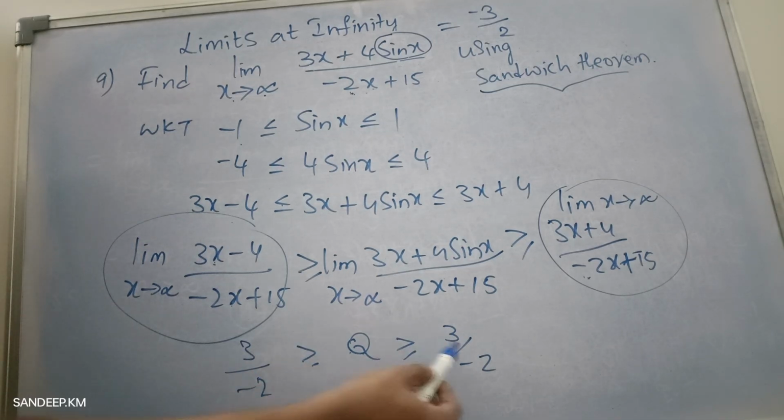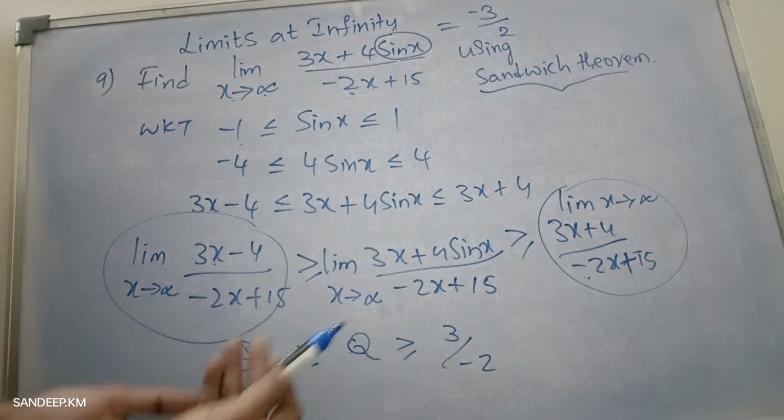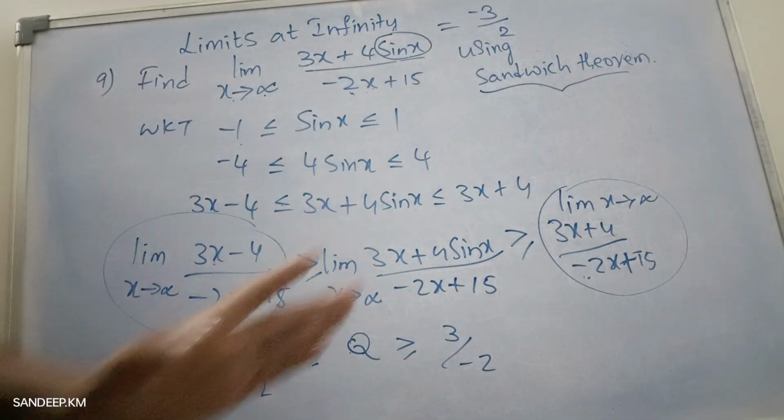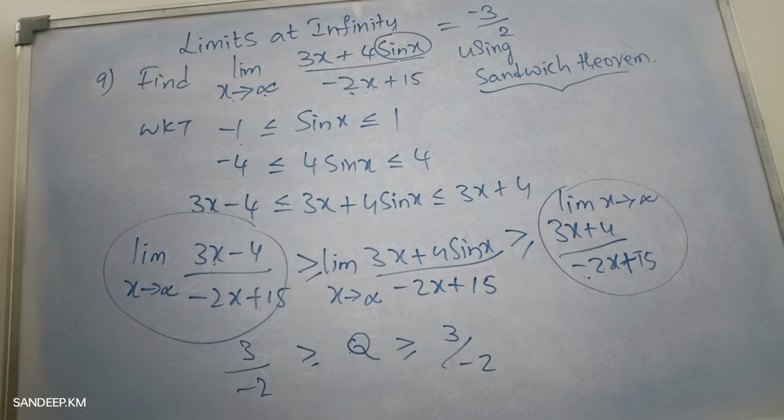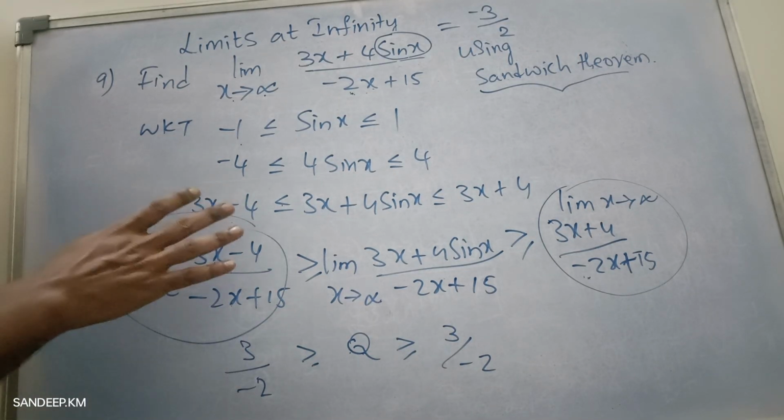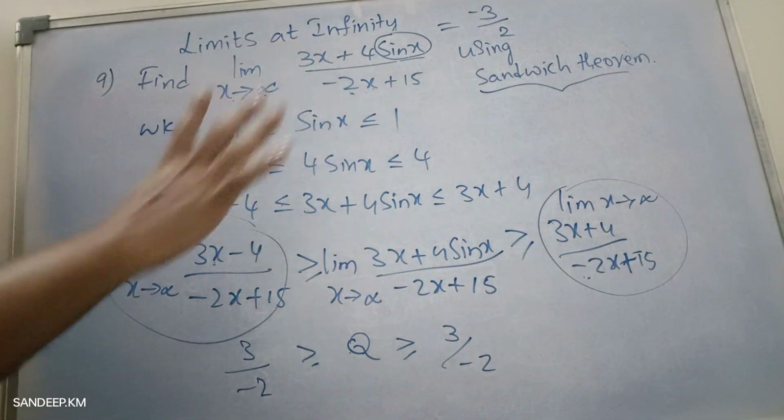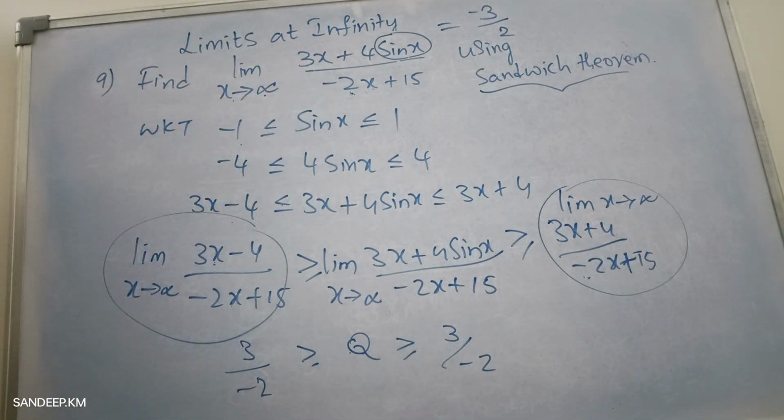Our question is sandwiched between two same numbers, na? So our answer is between 3 by minus 2 and 3 by minus 2, which means 3 by minus 2 is our answer. 3 by minus 2 is the same as minus 3 by 2. Okay, we'll look at the next question. Before going to the next question, I hope you understood how I'm solving this question using the sandwich theorem. Okay, fine, we'll go with the next question.